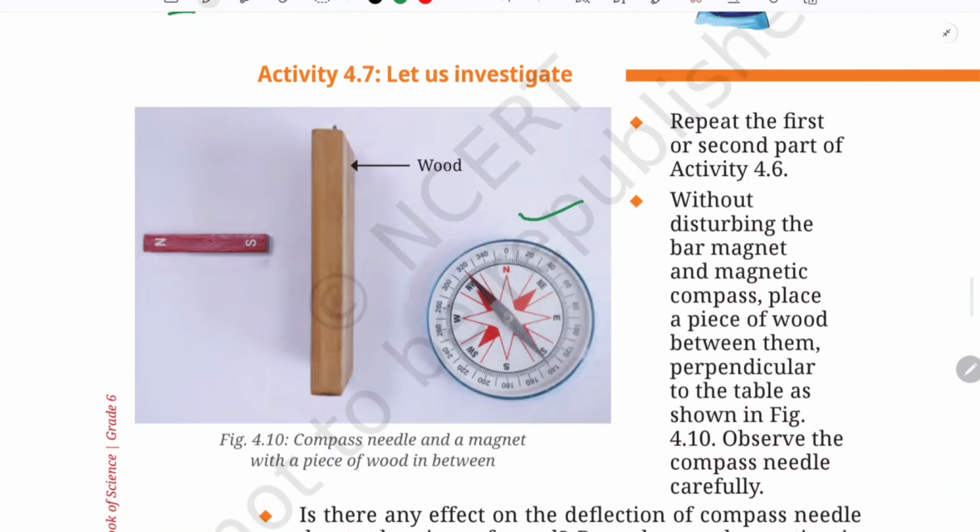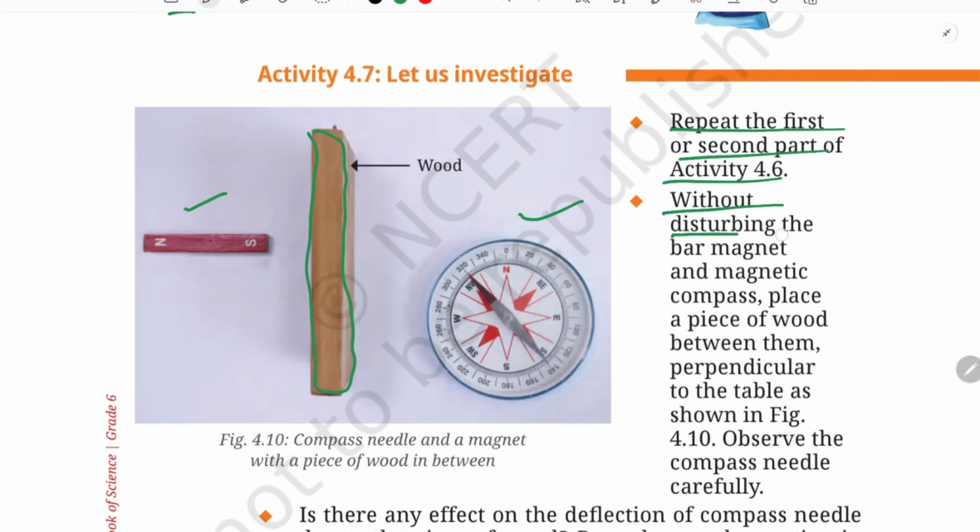This is the magnetic compass and this is the magnetic bar, and here, perpendicularly, we have placed a wood. Okay, so now repeat the first or second part of the activity. We can repeat any of the parts, by keeping the south pole and again by keeping the north pole. Here in your diagram they have given the south pole. So now let us see about the south pole.